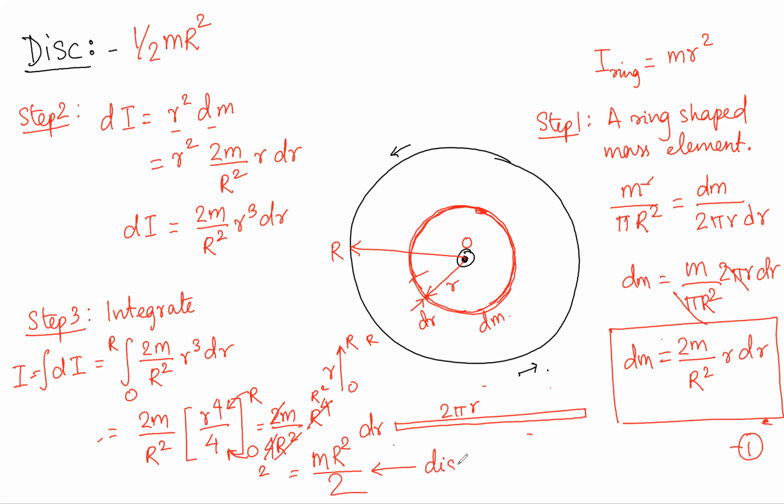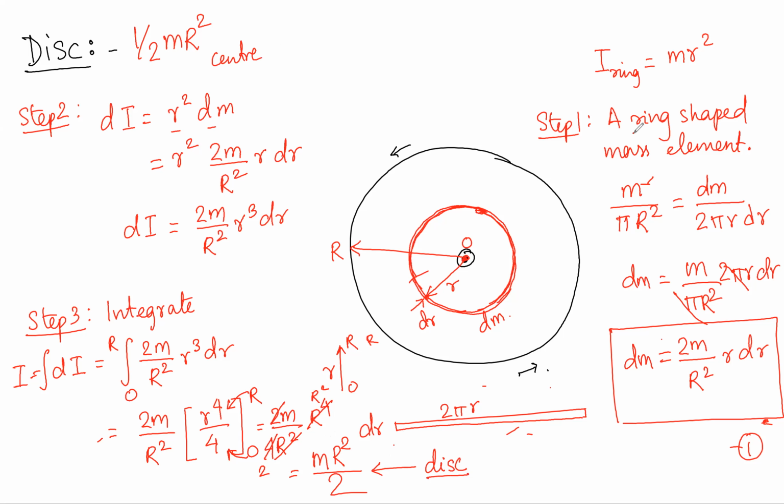The moment of inertia of a disk is mr square by 2. About what? About its center. The moment of inertia about the center of a disk is mr square by 2. ठीक है, it's an integration. तो एक बार वीडियो को पॉज करो, सब कुछ एक एक बार अच्छे से देख लो.